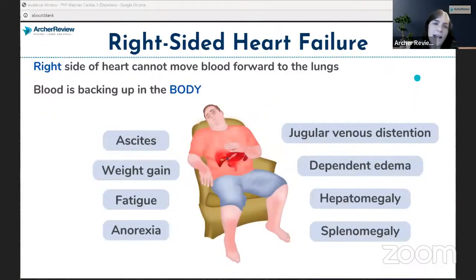So right-sided heart failure, we probably all know this by now, but just a quick review. The right side of the heart can't move the blood through the lungs, so it backs up to the body.